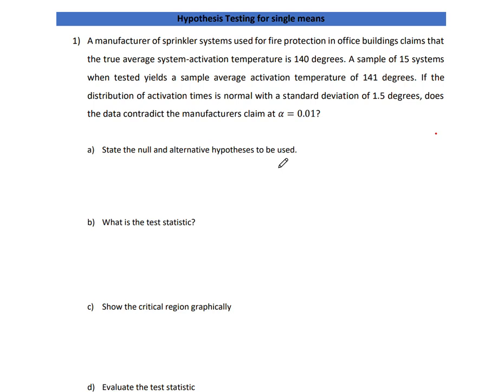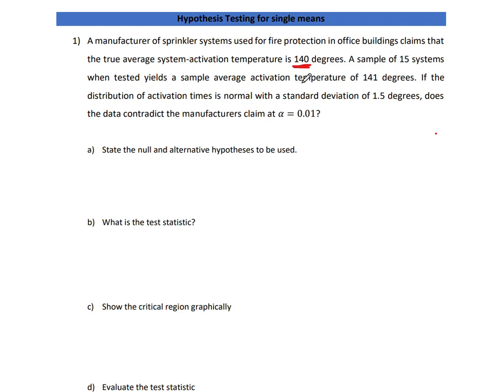And this is another lesson that we are doing on hypothesis testing for single means. So here we are told that a manufacturer of sprinkler systems used for fire protection in office buildings claims that the true average system activation temperature is 140 degrees. So this is the claim that the true average system activation temperature is 140 degrees. So that's like the claim regarding the population mean, the established claim.